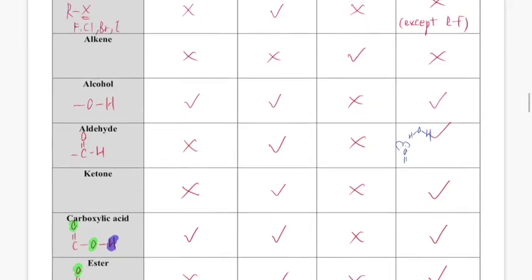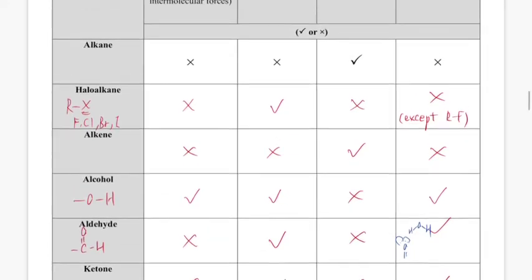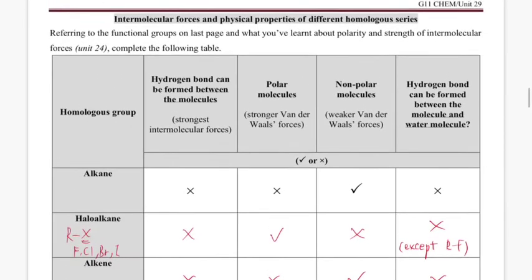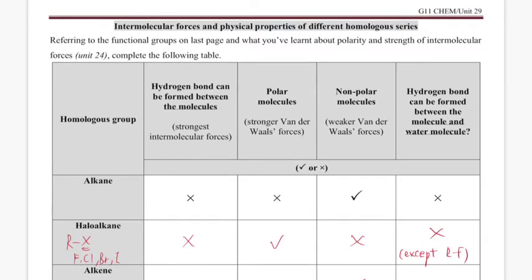So why do we need to summarize this table? How can this table help us to predict the physical properties? Okay, first take a look at the first three columns. In these three columns, we consider what kind of intermolecular forces are going to be present within the molecule. If it can form hydrogen bond between the molecules, it would have the strongest intermolecular forces.